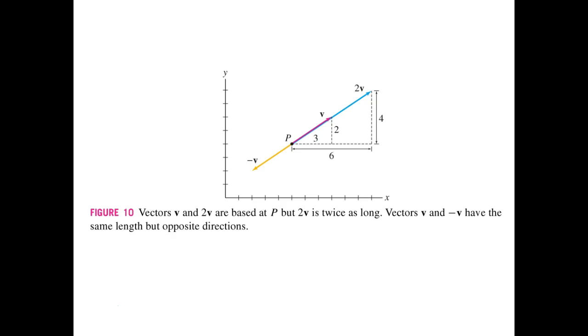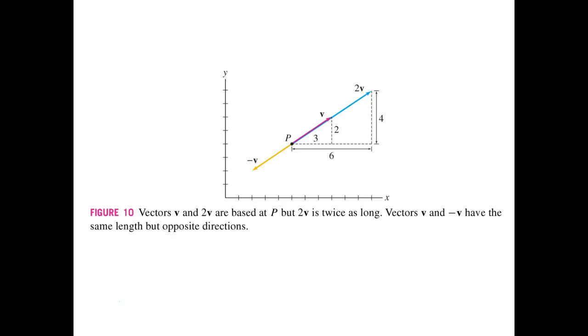So here's a vector v, that's the red vector here, and the vector 2v, that's the longer, bluer vector here. They're both based at the point P, but 2v is twice as long as v. They're parallel. They're based at the same thing. They're going in the same direction.